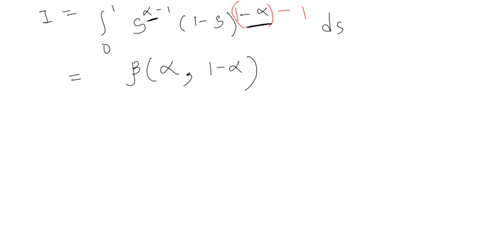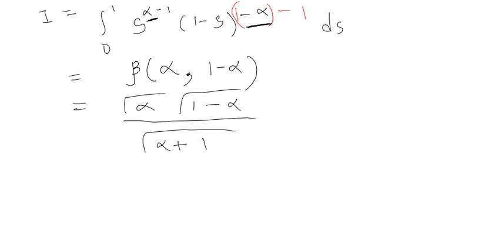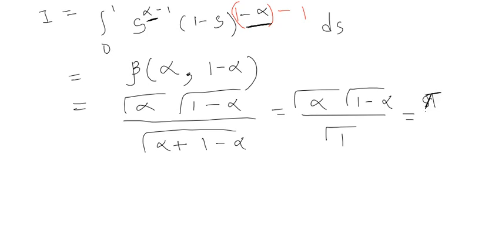But what is the relation between beta and gamma function? The relation is beta of alpha comma something is gamma of that something into gamma of that other thing divided by gamma of alpha plus 1 minus alpha. So this is equal to gamma of alpha, gamma of 1 minus alpha divided by gamma of 1. And gamma of 1 is nothing but 1. So this is nothing but pi divided by sine of alpha pi.